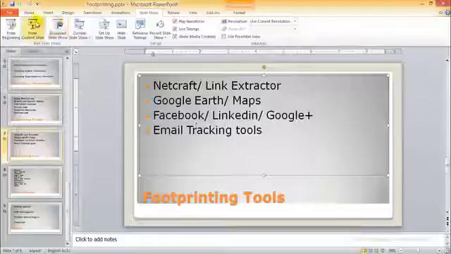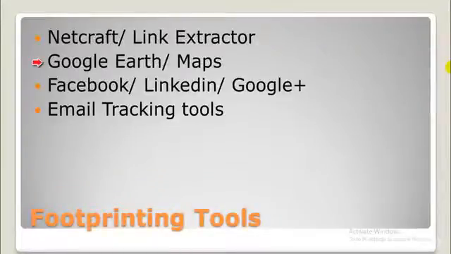After that, what we have over here would be Google Earth, Maps, Facebook, LinkedIn, Google Plus, and email tracking tools. I'll give you deep detail about how Google Earth and Maps can be useful. You may have no idea that it's used to gather information, or you can even look into a specific organization to get the location of a specific place.